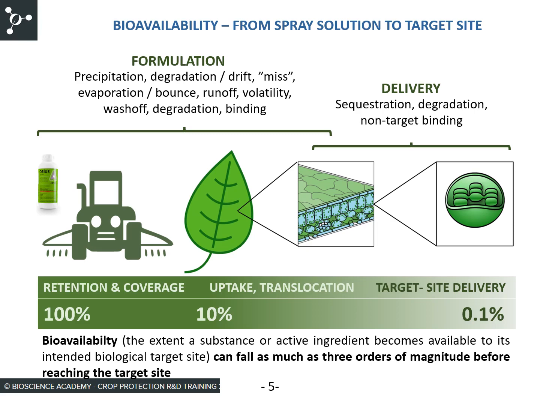For the first order of magnitude loss of active ingredient from the spray solution to the leaf surface, formulation technologies can address the issues of precipitation, degradation, drift, bounce, degradation on the leaf surface, and binding, etc. For active ingredient delivery to the target site, delivery technologies heavily based on developments in the pharmaceutical industry for drug delivery are emerging as solutions to optimize the delivery of the active ingredient to the target site.